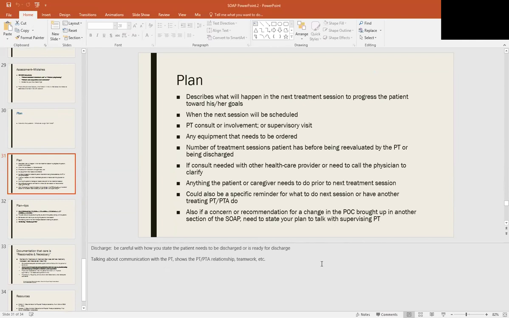The number of treatment sessions before being reevaluated by the PT or being discharged. If you need to consult with any other healthcare providers or you needed to call the physician. Anything the patient or caregiver needs to do prior to the next treatment session. And then you could do a specific reminder for what to do the next treatment session or what you might want another PT or PTA to do. And if you have any concerns or recommendation for a change in the plan of care, if that's brought up in the other part of the note, you need to state your plan to talk with the supervising PT.